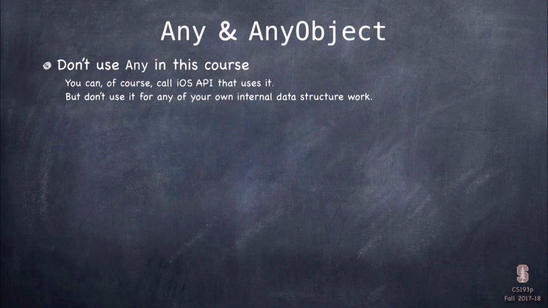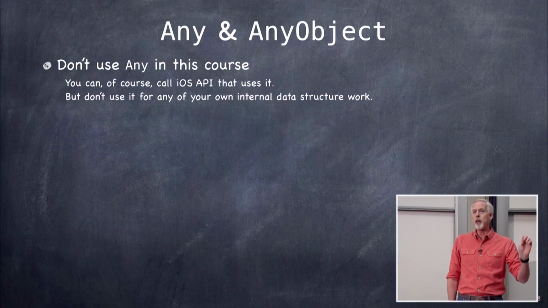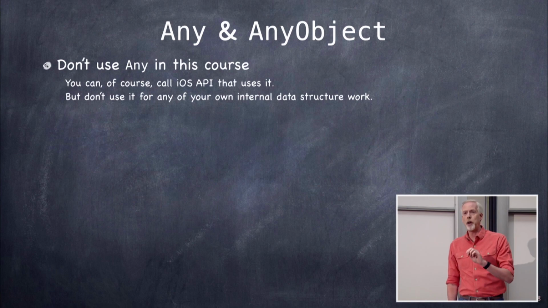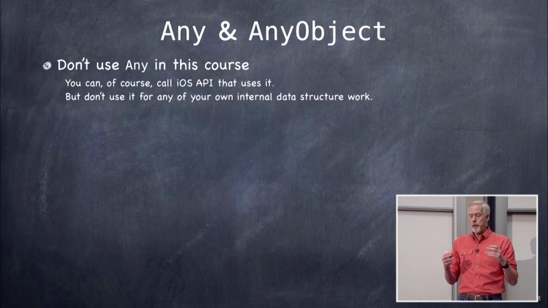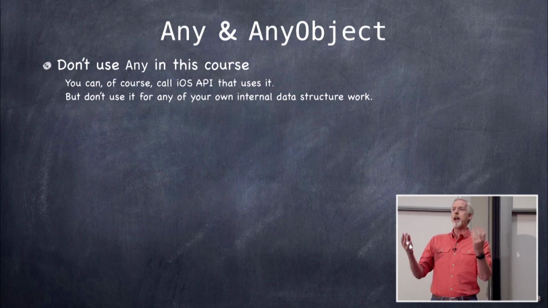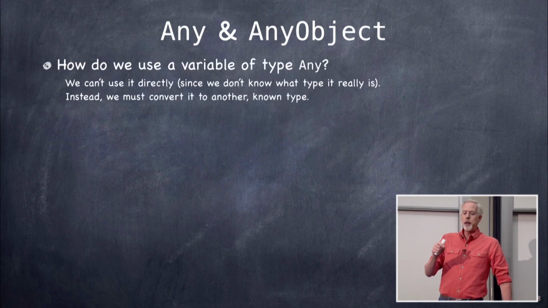Okay, before I show you how to do it, of course, don't use Any in this course, except for backwards compatible calls to APIs. You don't have your own data structures that would use Any. Some people try to use Any when they don't know how to design a data structure, and they're like, well, I'll just make this an array of Any, and I'll just start throwing random things in there. No, we don't do that. That's not Swift.